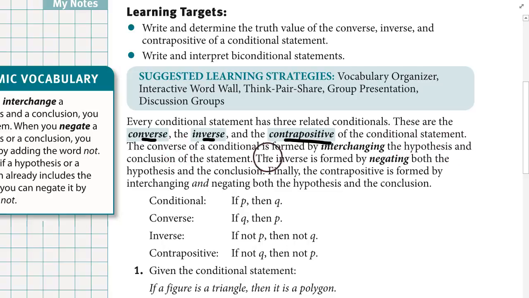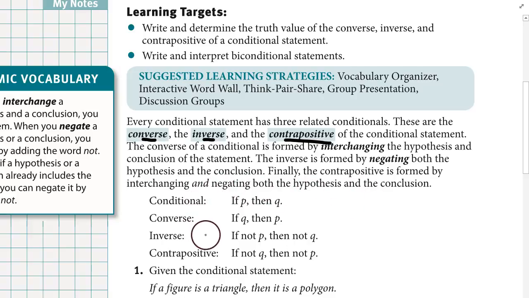The converse is formed by interchanging the hypothesis and conclusion of the original statement. The inverse is formed by negating, or putting the word not, into the sentence for the hypothesis and the conclusion. The contrapositive is formed by interchanging and negating both the hypothesis and conclusion.